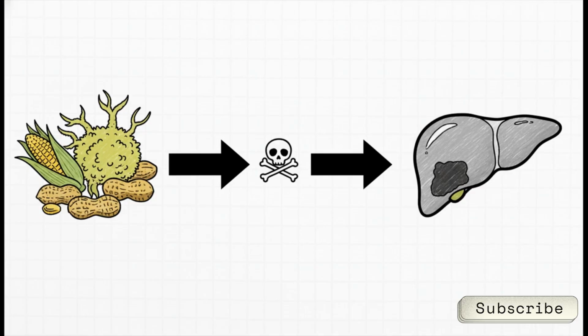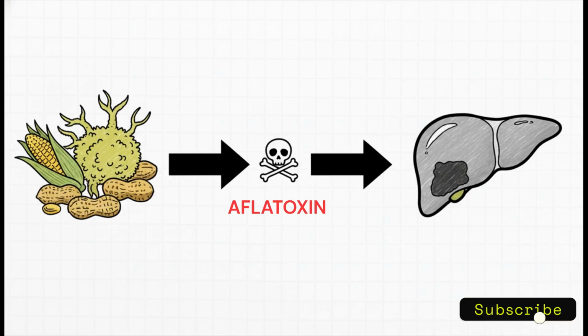Our friend Aspergillus flavus, which is often found on crops like corn and peanuts, produces this nasty toxin called aflatoxin. Now, if someone eats food that's been contaminated with this toxin, it acts as a potent carcinogen, and it can directly lead to hepatocellular carcinoma. That's liver cancer. This link is a favorite for examiners, so please burn this into your brain.